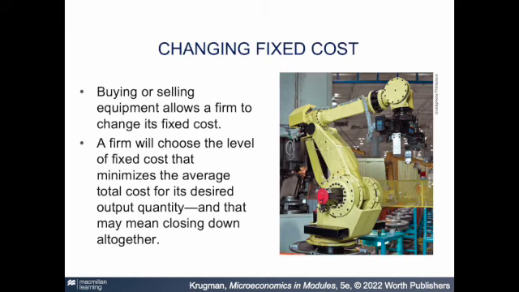Changing fixed cost. Buying or selling equipment allows a firm to change its fixed cost. A firm will choose the level of fixed cost that minimizes the average total cost for its desired output quantity, and that may mean closing down altogether. Summing up.